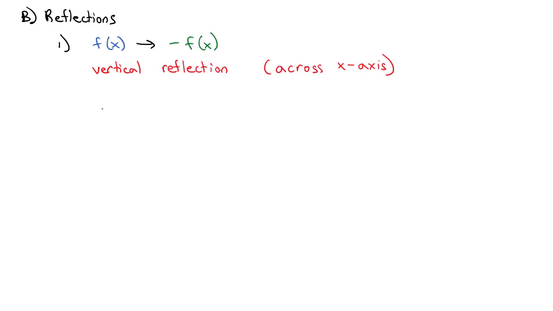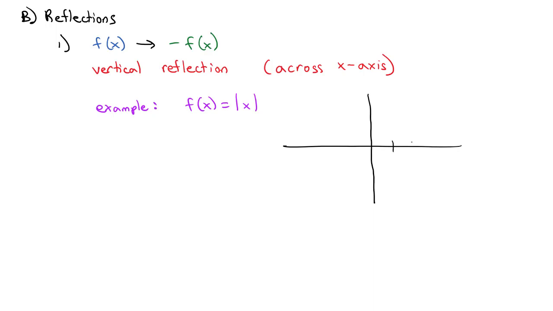So for example, if I have the function f of x equals the absolute value of x, this is one of our toolkit functions that we're familiar with. We know it's got points at (0, 0), (-1, 1), and (1, 1), and it's going to make a perfect V.